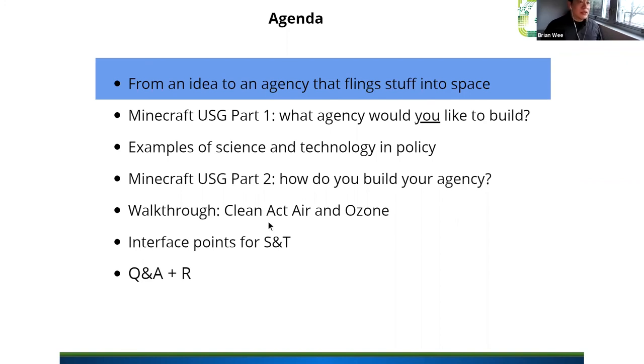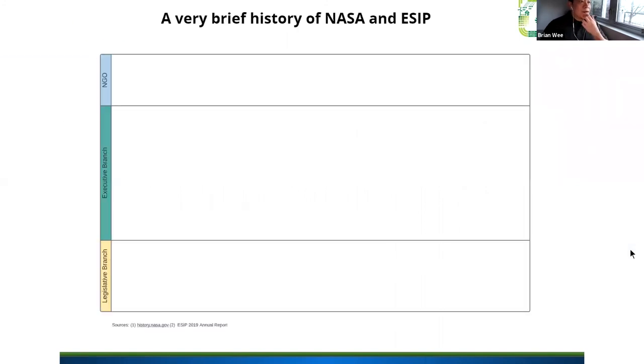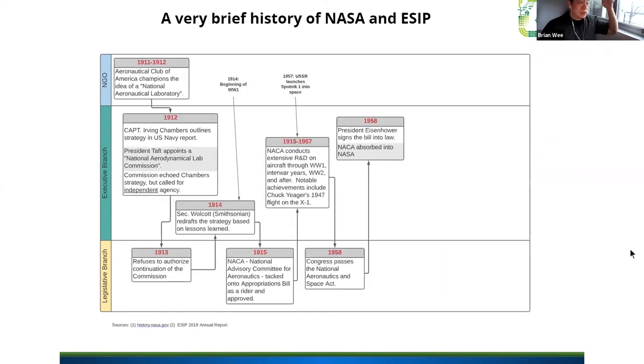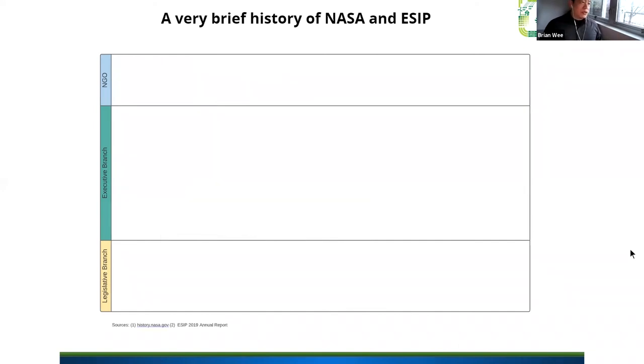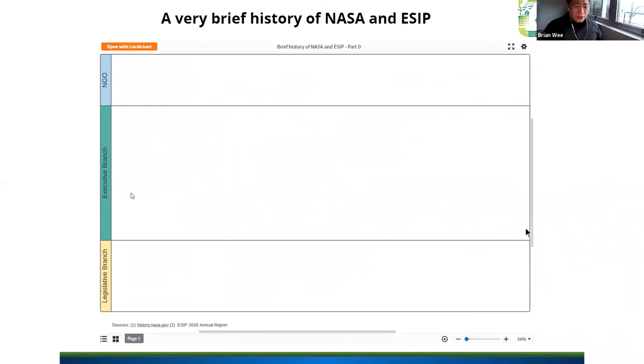Okay, with that, let's click on to the next slide where we talk about how NASA started from basically an idea. And nowadays we have NASA flinging stuff into space alongside private companies like SpaceX. If you look at this swim lane diagram, it has respective roles for different entities in the science policy process. You have the NGOs, you have entities in the executive branch, and you have entities in the legislative branch. By legislative branch, of course, broadly speaking, we're talking about Congress. Now, we're going to focus mostly on the US federal government, although the discussion here can be applied to the state level as well.